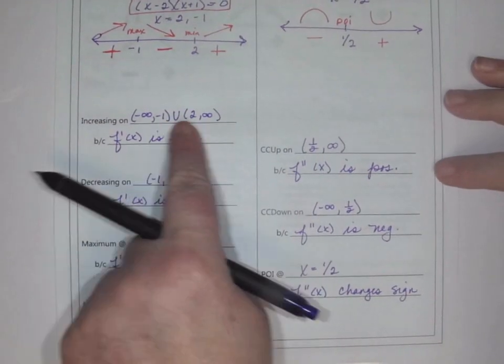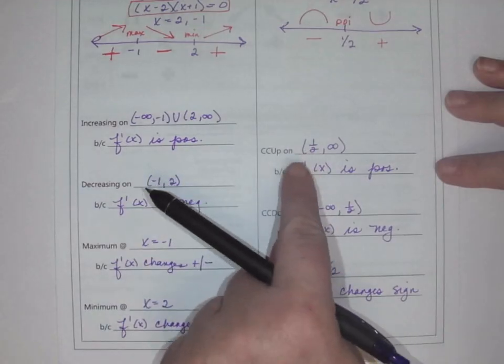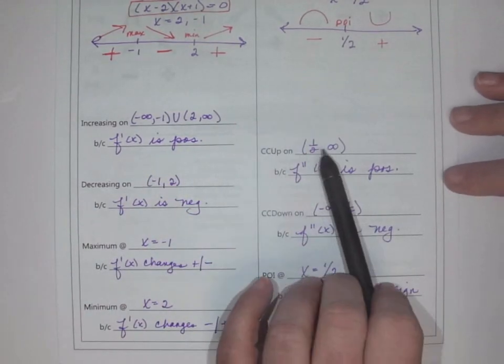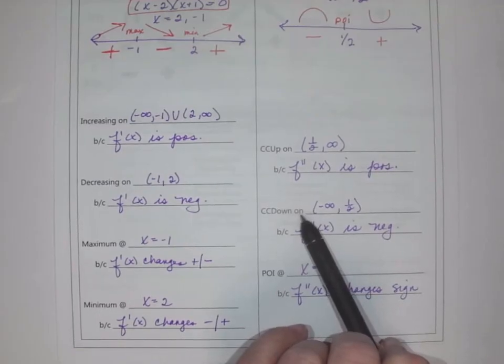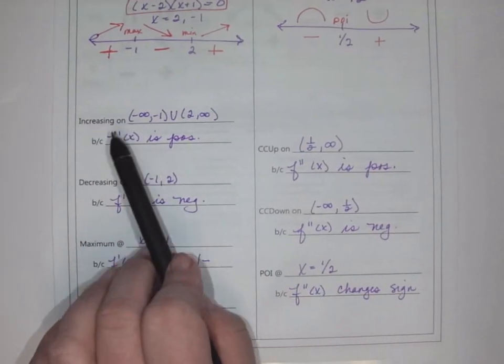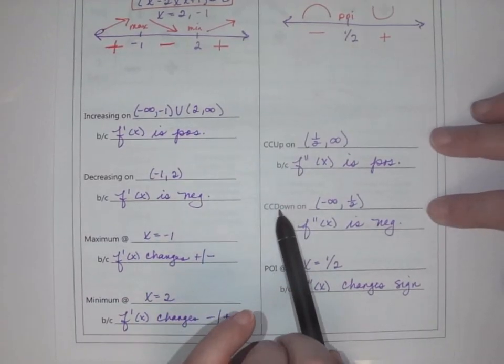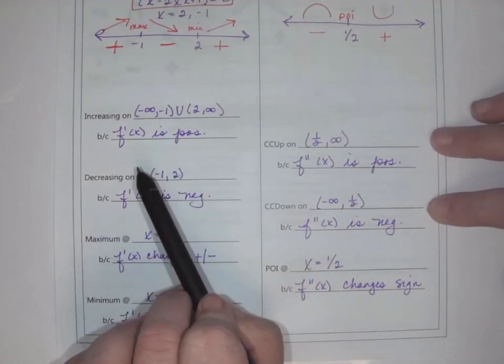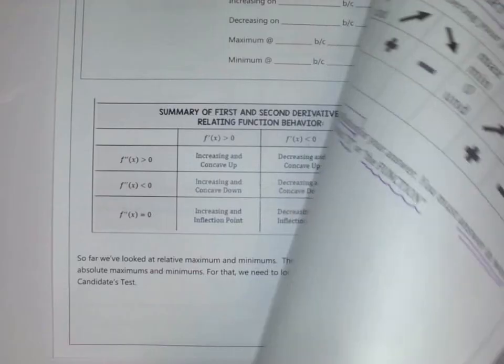Now, notice that all of my intervals were parentheses. On concave up, concave down, your intervals have to be parentheses. You cannot put brackets. On increasing or decreasing, you actually have the option. You could put brackets or you could put parentheses. But because concave up and concave down are parentheses, I always just put parentheses everywhere so that I am consistent and I don't have to think about it. Okay, what do we have going on next?